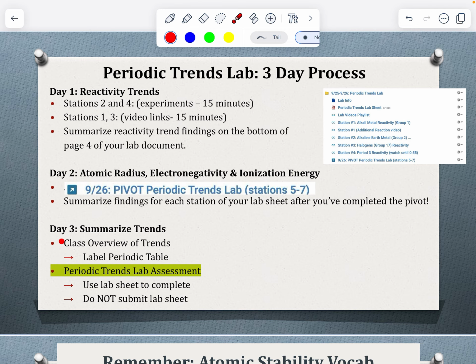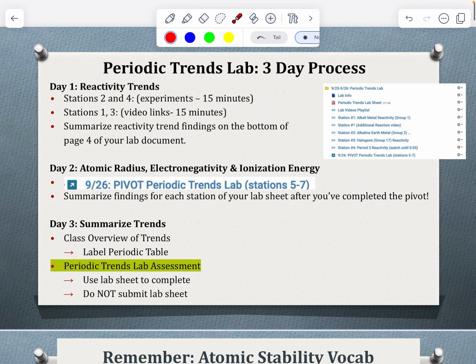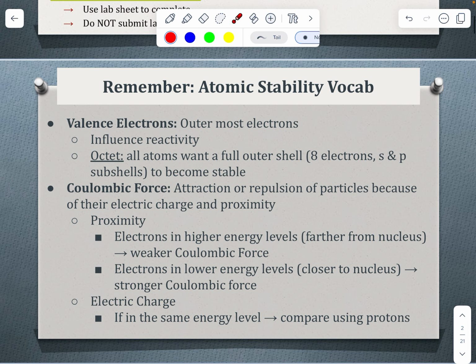We're going to go through and do a quick overview and label your periodic table, just so that you are prepared for that periodic trends lab assessment that you are going to use your lab sheet to complete. You do not need to submit your lab sheet to Schoology. As we're diving into these, we just want to remember our vocab.